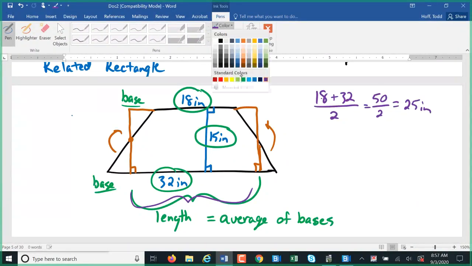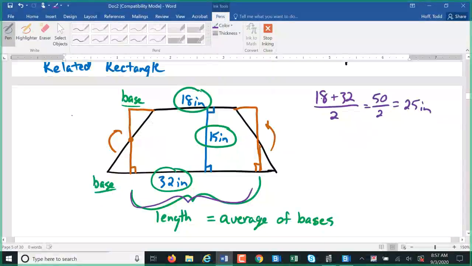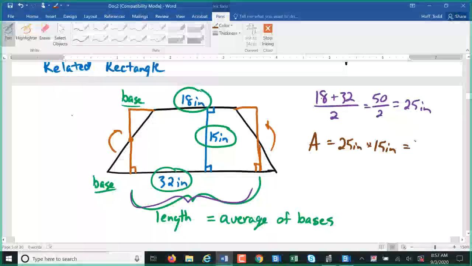So the area of the trapezoid is equal to the area of that related rectangle. So that related rectangle is the 25 inches times the 15 inches, which is going to give us 375 square inches. Well, we need to come up with a formula for this.